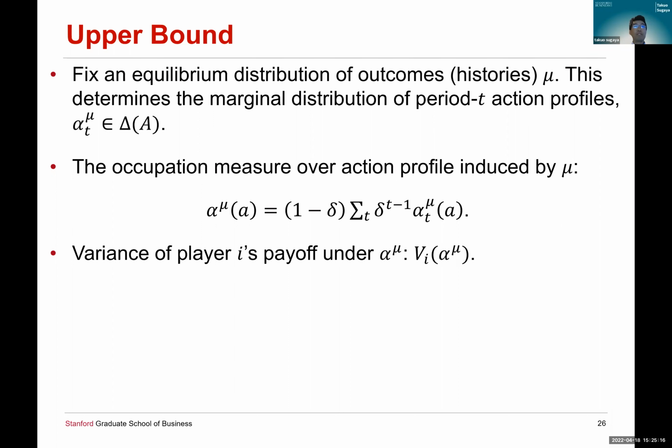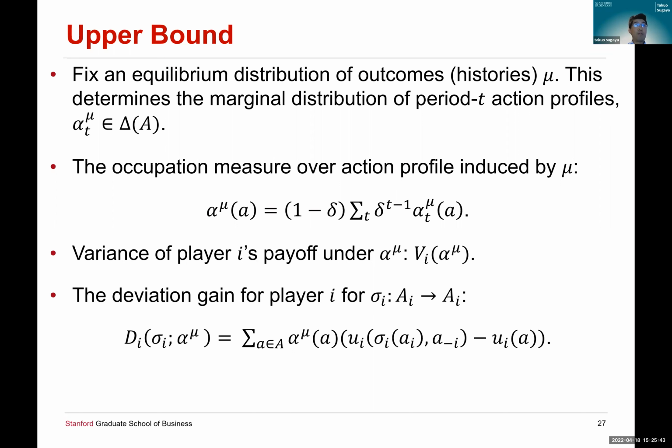And then, since this alpha_mu is a distribution of actions, we can define the variance of player i's payoff under this action distribution, and we write v_i of alpha_mu for the variance of player i's payoff distribution. Similarly, we can define the deviation gain for player i when the mediator recommends actions according to this alpha_mu. Since alpha_mu is a distribution of actions, we can consider a one-shot gain where the mediator comes in and recommends actions according to alpha_mu, and ask what would be the deviation gain if you deviate from the recommendation according to this schedule sigma_i.